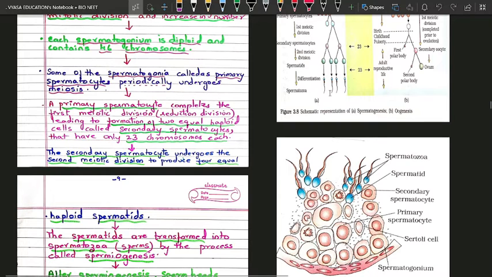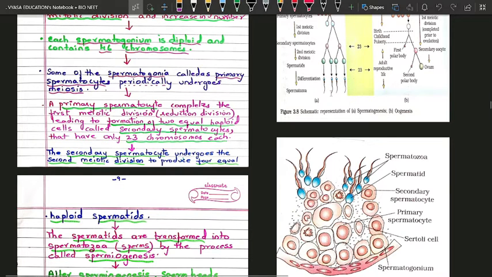Spermiogenesis. What is spermiogenesis? It is the spermatids getting transformed into spermatozoa. So from the haploid secondary spermatocyte, the second meiotic division takes place and it produces haploid spermatids. These are the haploid spermatids, from which the sperms are produced.